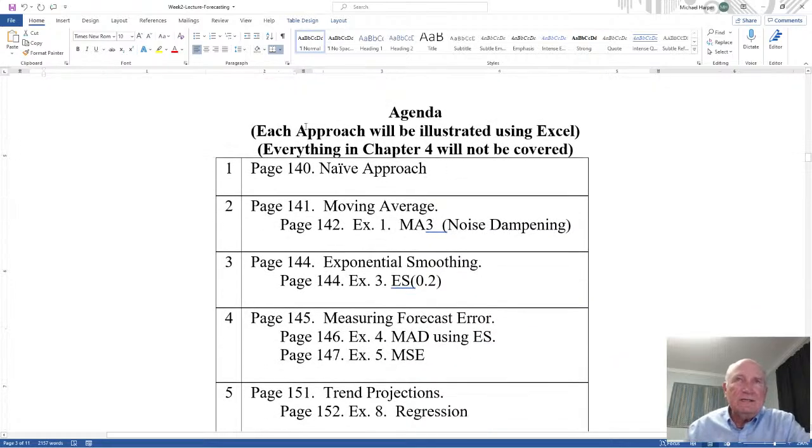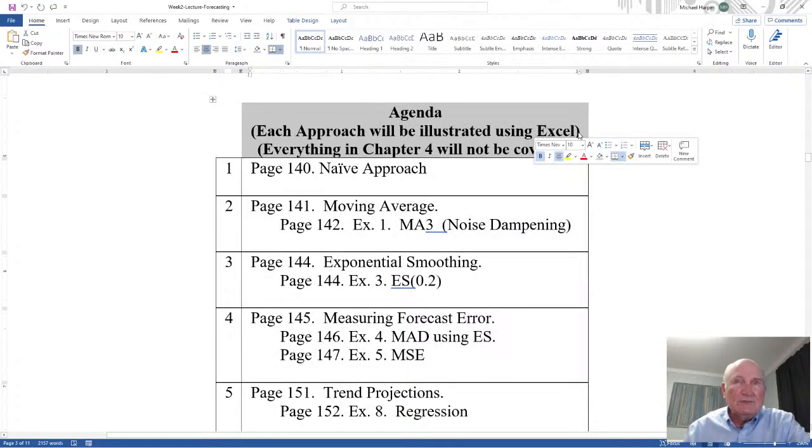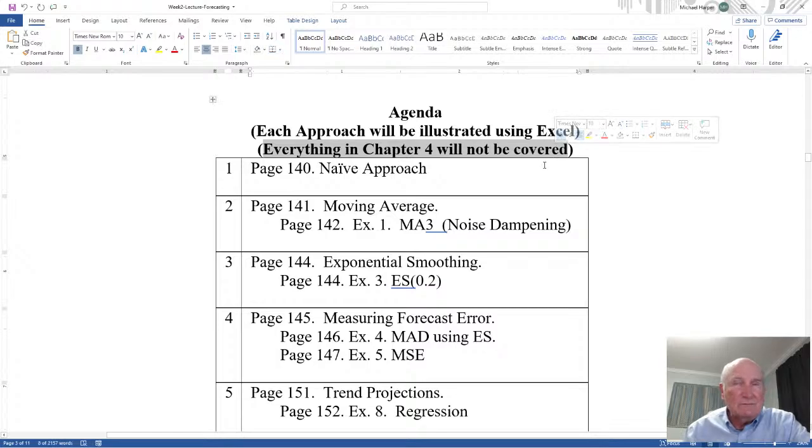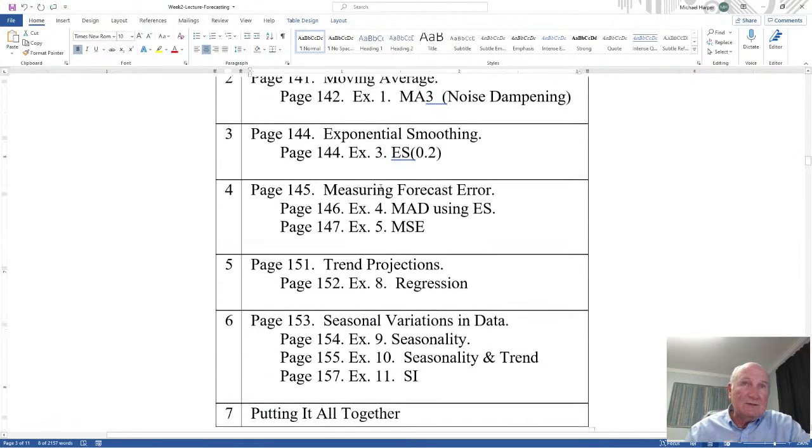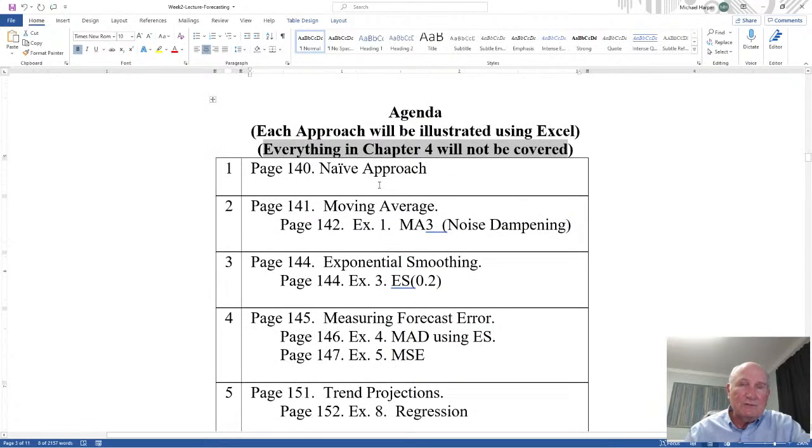Let's get into the details. Each of these approaches will be illustrated using Excel. So I'll be bringing in Excel, and I posted Excel in Canvas. Everything in Chapter 4 will not be covered; I only covered parts of it that I think are important. There are things in the textbook chapter that he covers, and it's a really good extension. But if you understand these 7 different approaches, then it's easy to extend it to the others.